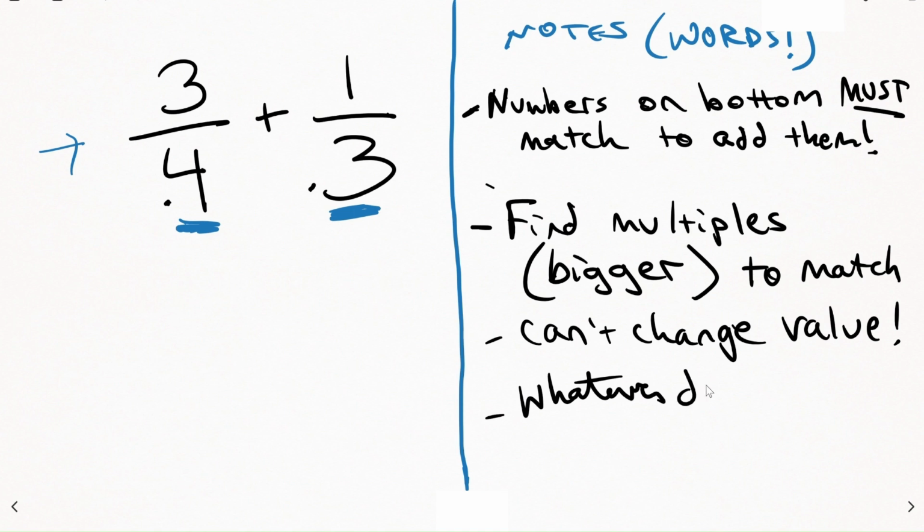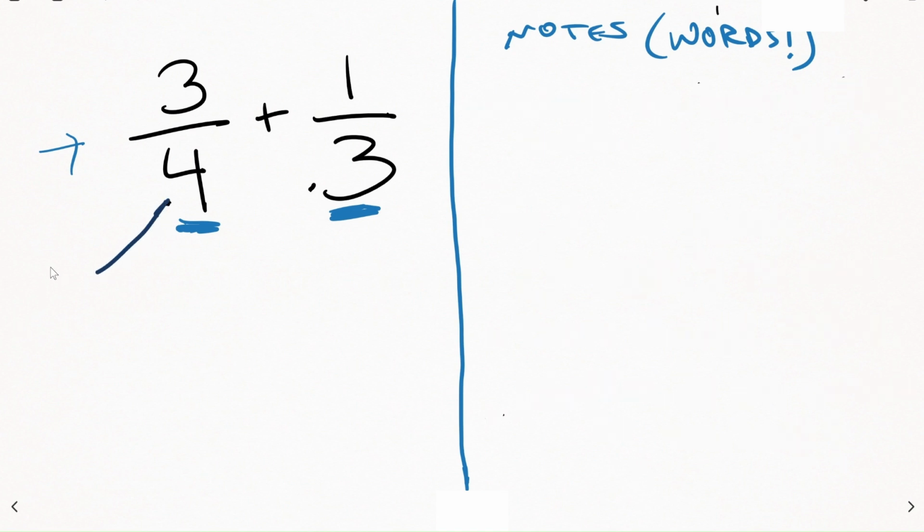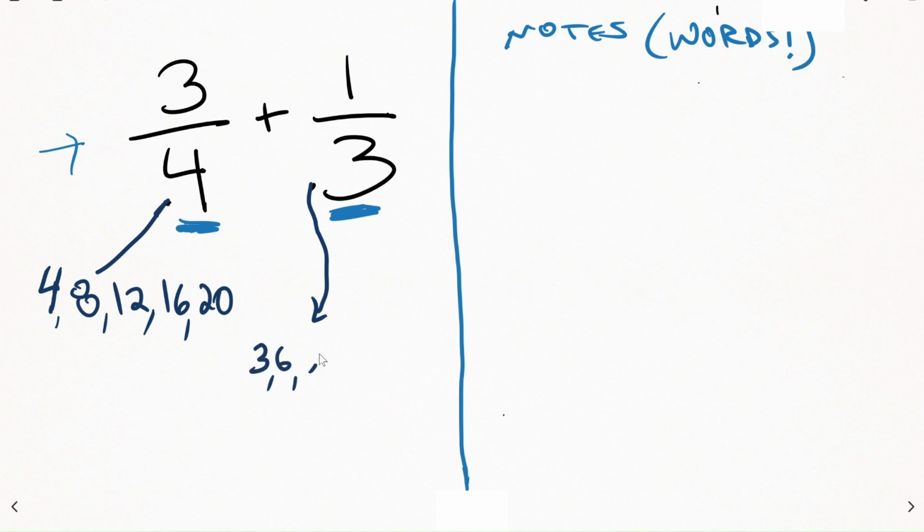Whatever we do on the bottom, we have to do on top. So we have this 4 and 3. When you're counting by fours, remember our basic times tables, we go 4, 8, 12, 16, 20. That should be enough. And when you're counting by 3, we go 3, 6, 9, 12, 15, 18, and that should be enough. So we need to look for numbers that match out of the multiples of both the 4 and the 3. So which number is the smallest number that is a multiple of both the 4 and the 3?